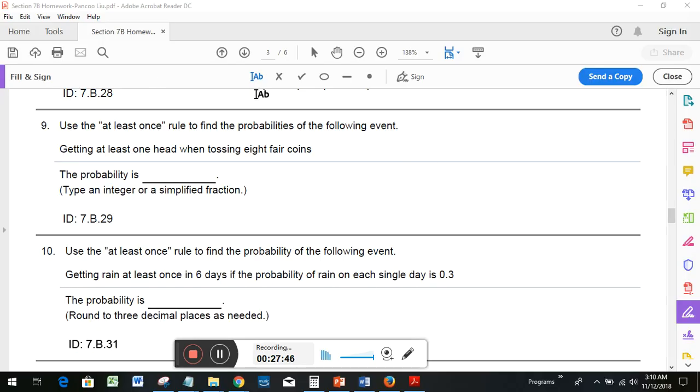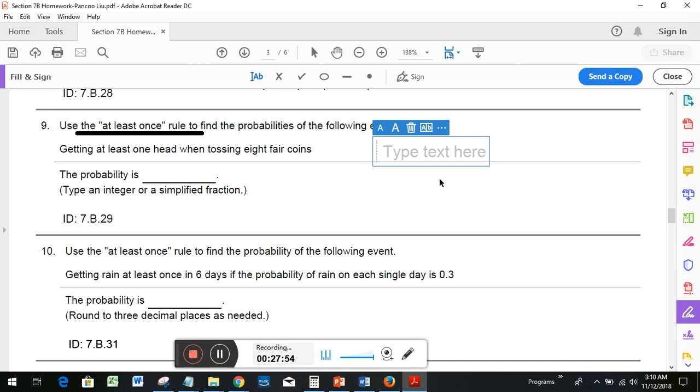Okay, let's go and take a look at number 9. Number 9 here says use the at least once rule. So again, the formula for that, if you guys recall, P at least once equals 1 minus P not A to the nth power. So here what we need to figure out is P not A and N, the number of trials.